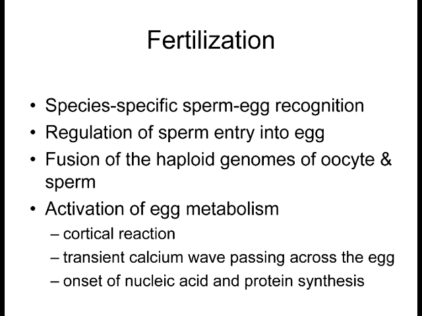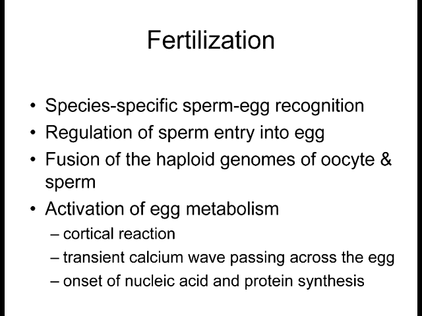So the question then becomes, how does each species' sperm recognize each species' egg? Well, that's the first hurdle, species-specific sperm-egg recognition. What does that come down to? It comes down to the proteins that are on the sperm and on the egg. If they don't match, then they will not join up with one another. They may touch one another, but they will not go through the next stages of fertilization.